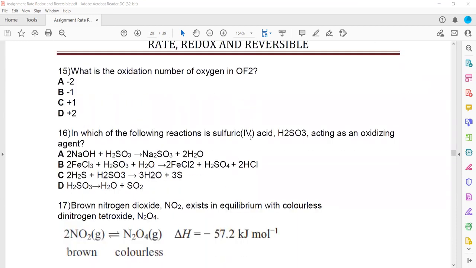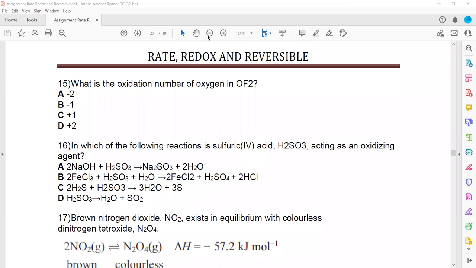Then what is the oxidation number of oxygen here? The one which you don't know, you consider as X. So fluorine in OF2, fluorine is -1. Each fluorine is -1, so 2 fluorines will be -2 and the total is 0. So this will be X. Here X minus 2 is equal to 0, so X is equal to plus 2.